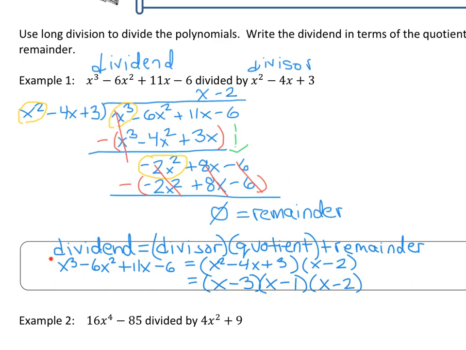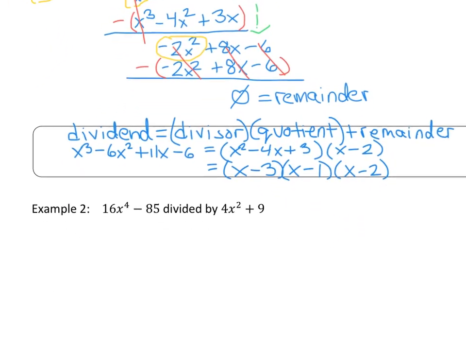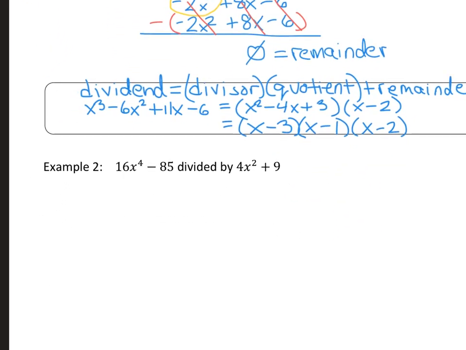If we were trying to graph this complex polynomial as a function, y equals this polynomial, it can be rewritten as this, and we can see x equals 3 would be one of the x-intercepts, x equals 1 would be an intercept, and x equals 2 would be an intercept. So with that information, we have a lot to go on to graph that polynomial. Okay, let's take a look at an example where the remainder does not equal 0.